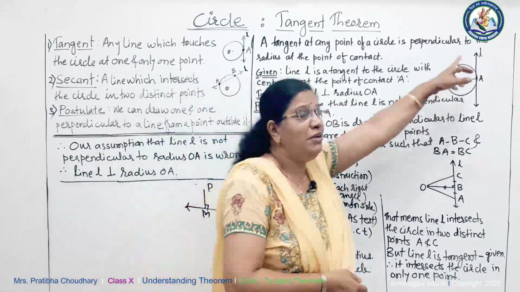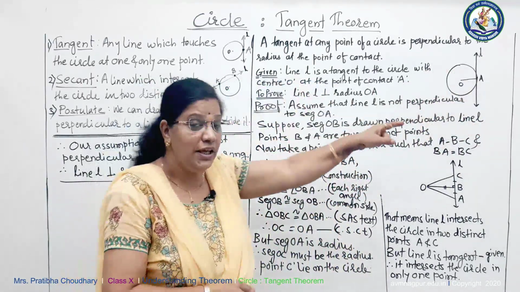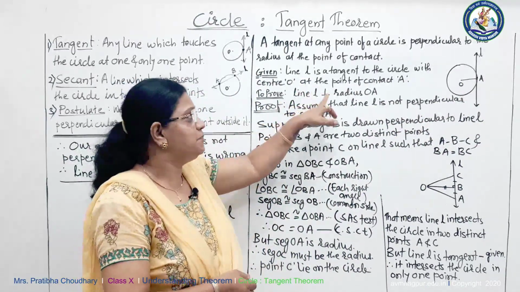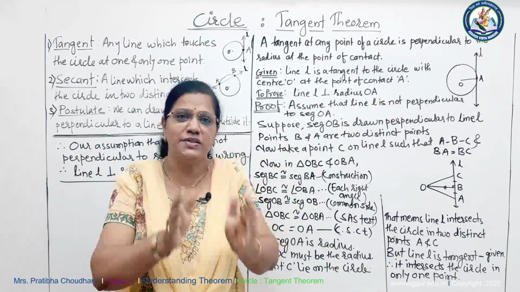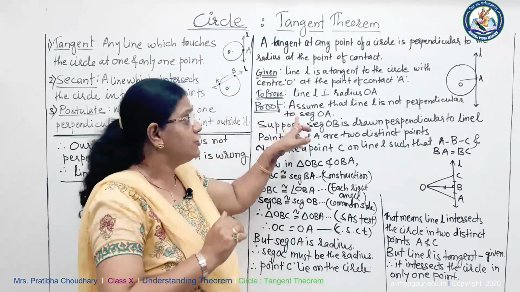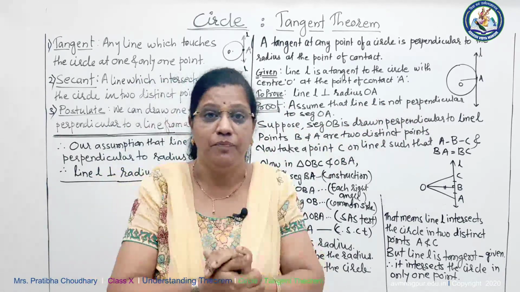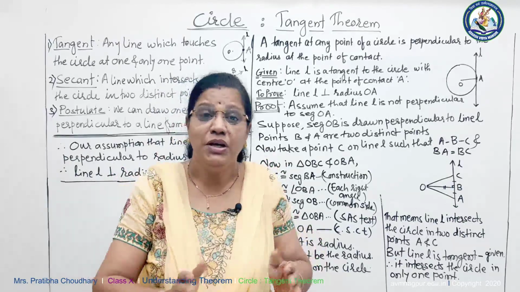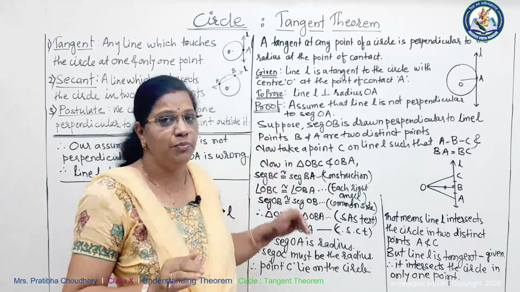Here in this diagram, line L is a tangent, segment OA is the radius, point A is the point of contact, and we need to prove line L is perpendicular to radius OA. So we will assume the exact contradictory statement: assume that line L is not perpendicular to segment OA. We are proving line L is perpendicular to segment OA, but we will assume it is not, and then proceed further.